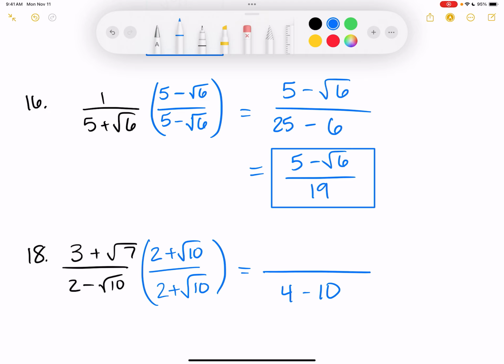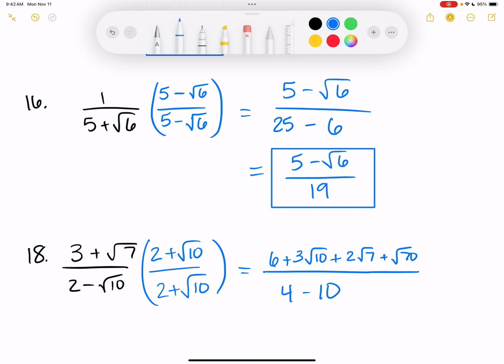Now on top, FOIL. What do I get? Walk me through each piece. So I should have 4 terms. 6 plus 3 square roots of 10 plus 2 square roots of 7 plus the square root of 70.